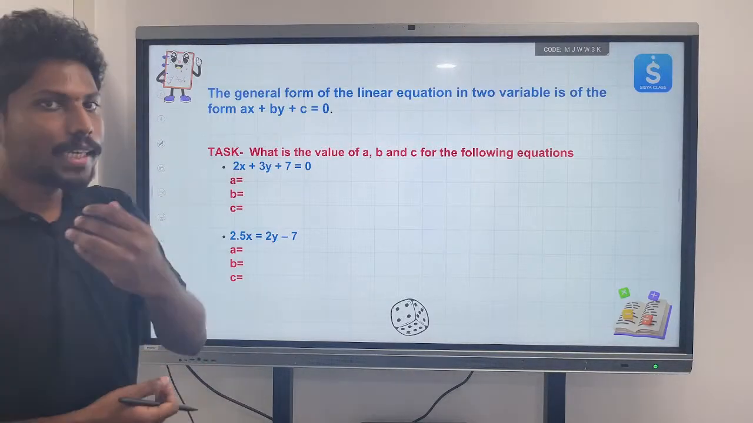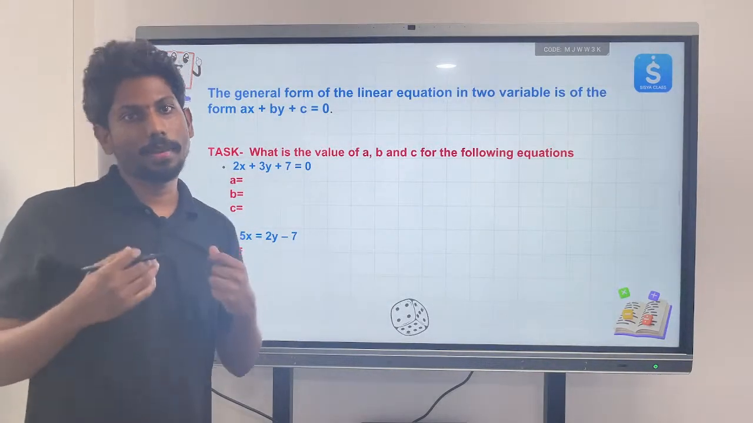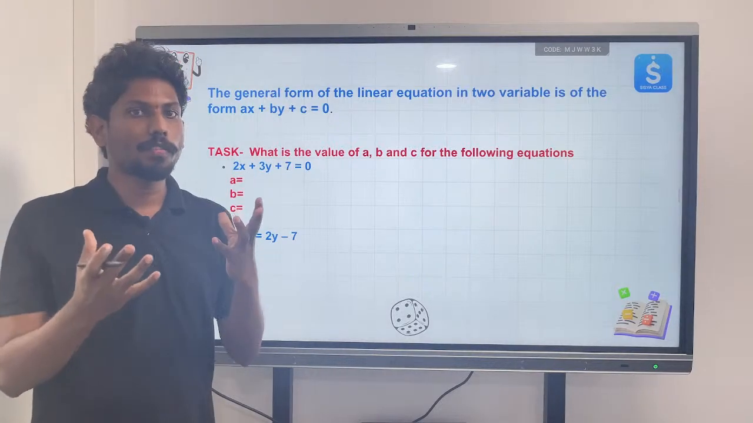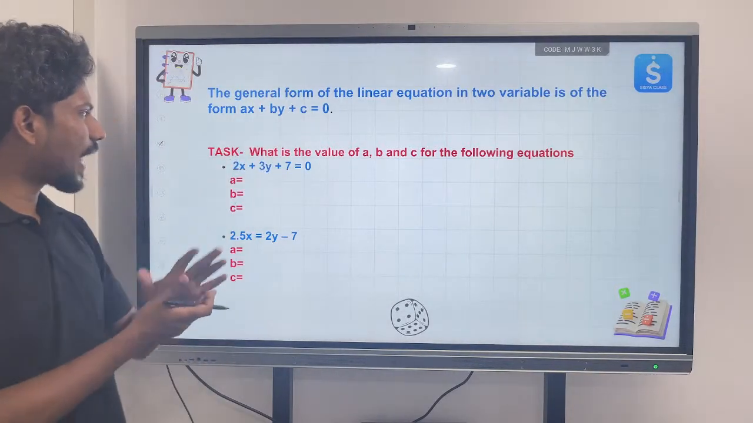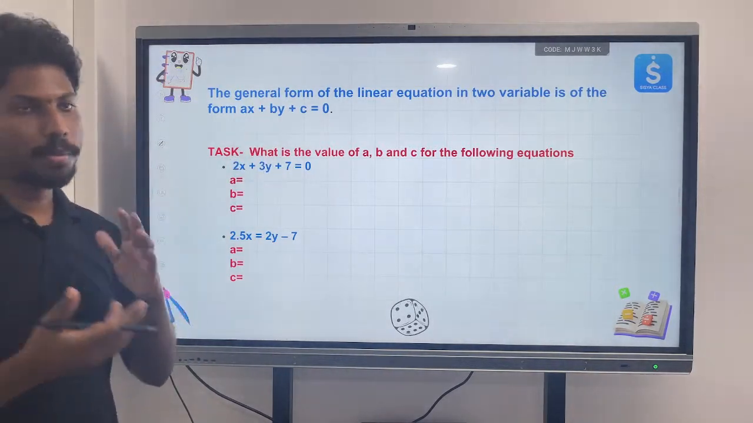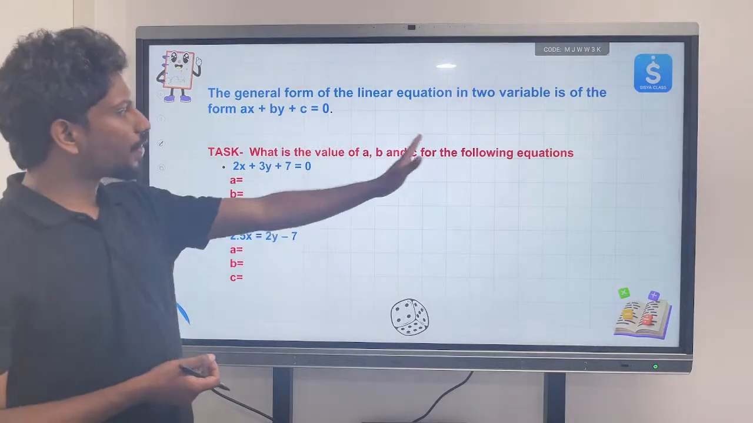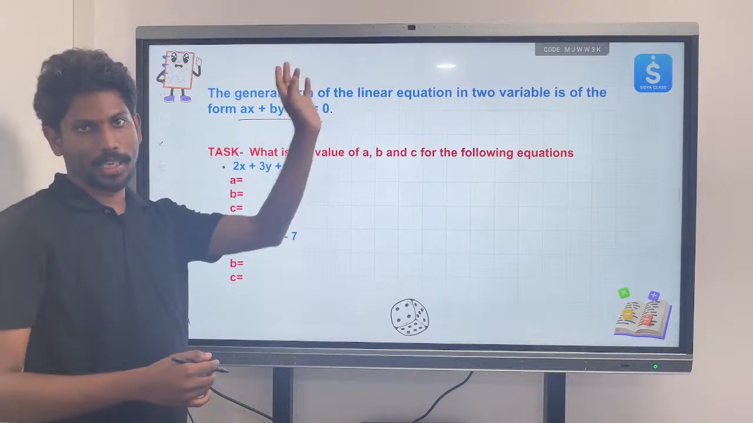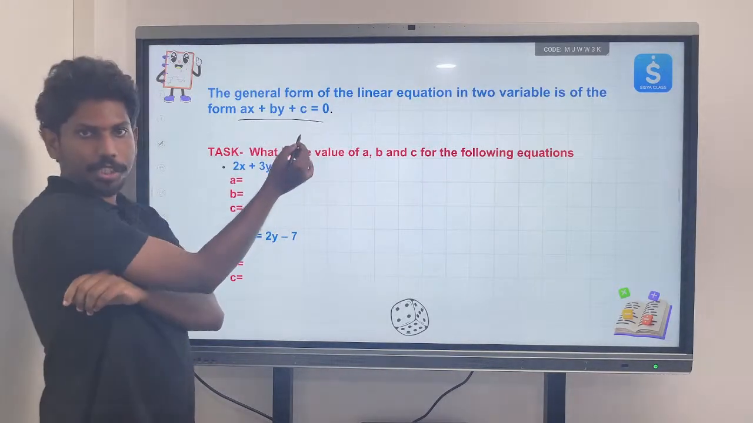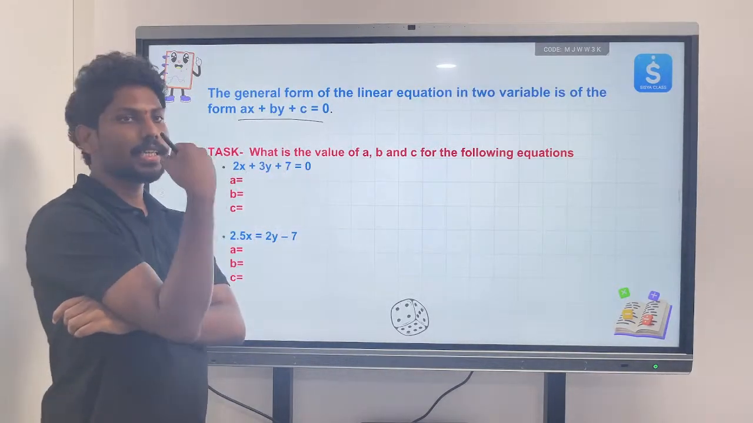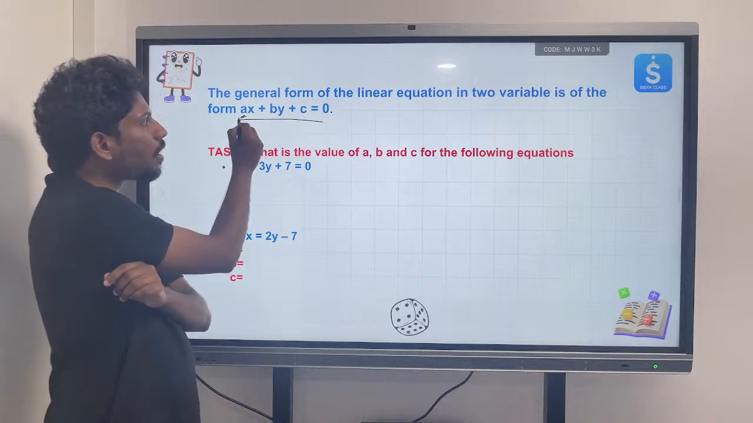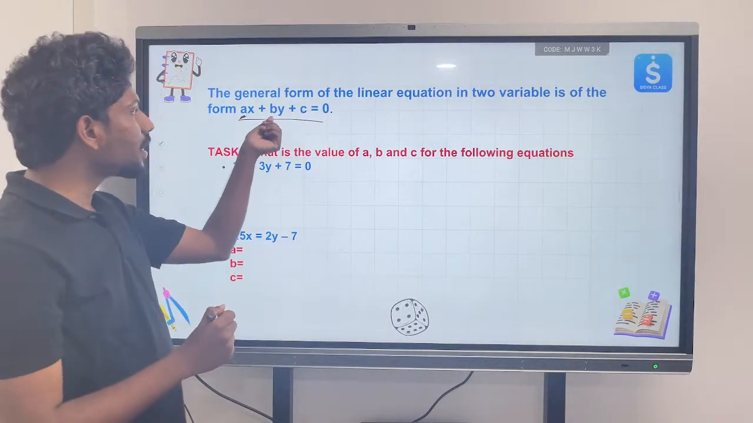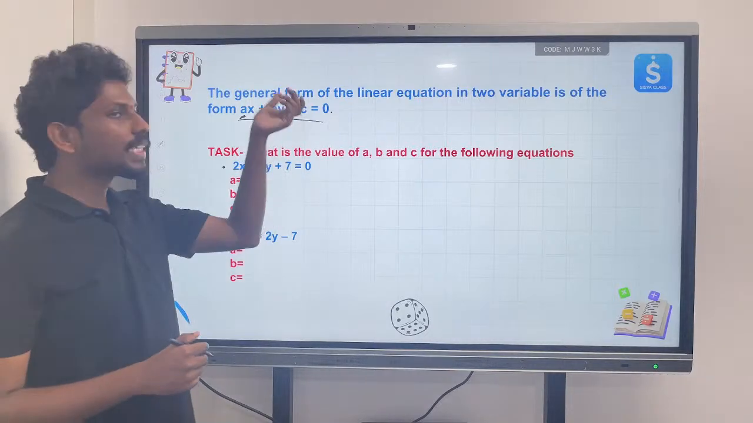Now before that, we would like to brush up our minds for understanding the basic general form of a linear equation, right? This is a small task for you, in order to brush up our basics. So what is the value of ABC? This is the general form of a linear equation, ax plus by plus c. Is this a linear equation in two variables? Yes. So what is this called? A is called the coefficient of x, B is called the coefficient of y, and C is called the constant, right?